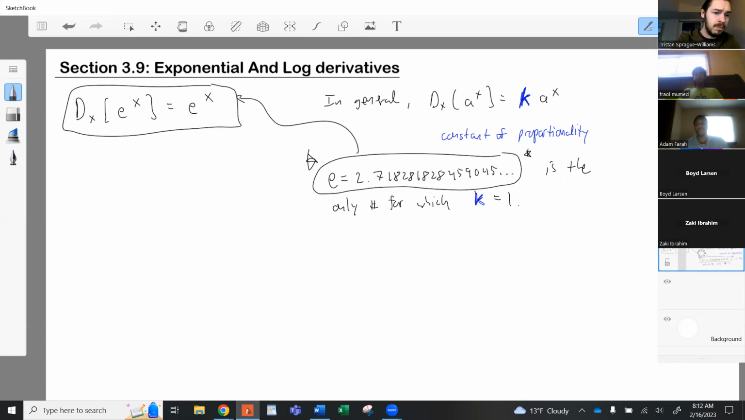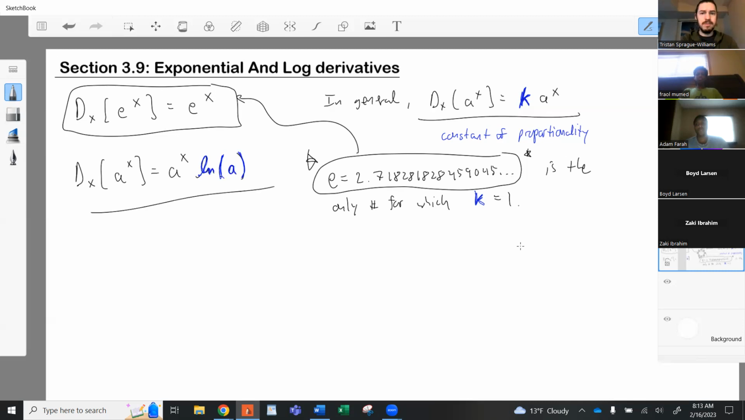Now, what we learned more recently by using the chain rule was that if you have some other number, anything other than e, or even e itself, the more general version of this rule is a to the x times the natural log of a. And that natural log of a, by the way, is the constant of proportionality. That's k. It is a constant, right?